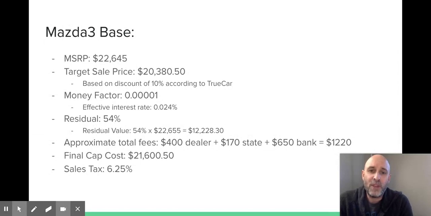For the approximate total fees, I'm using Massachusetts as an example: $400 to the dealer, $170 to the state, $650 for the acquisition fee, which I call the bank fee. There are $1,220 in fees on this. So the final cap cost we're aiming for is the negotiated sale price of $20,380.50 plus the approximate total fees. So the final cap cost is going to be $21,600.50, and we're going to look at a sales tax of 6.25%.